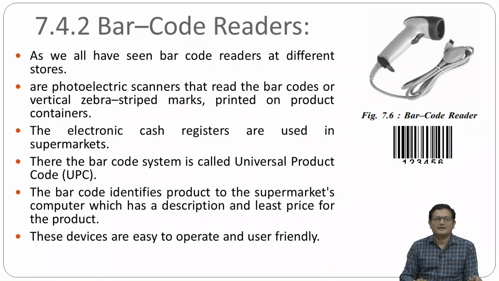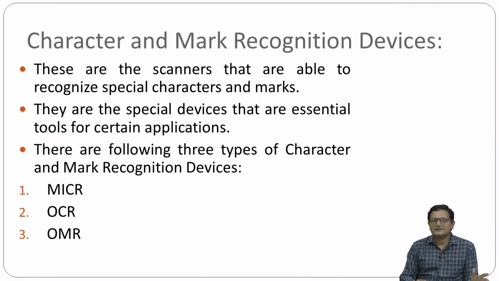Okay, the next topic which we need to discuss is called character and mark recognition devices. See, with the help of the optical scanner, we can recognize the points, right? If you have a document, then you can consider that the document is made of millions of small points. Now those points can be white, those points can be black, right?